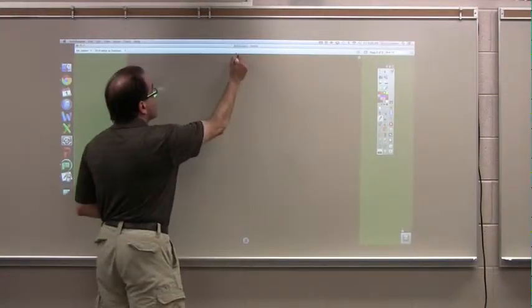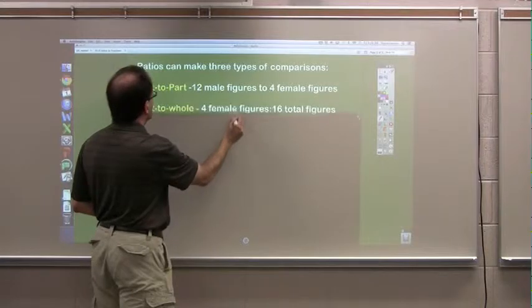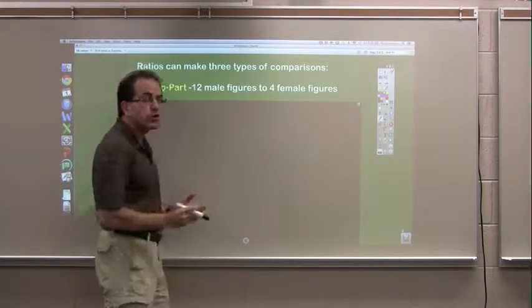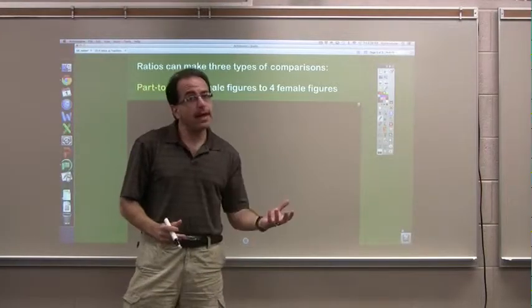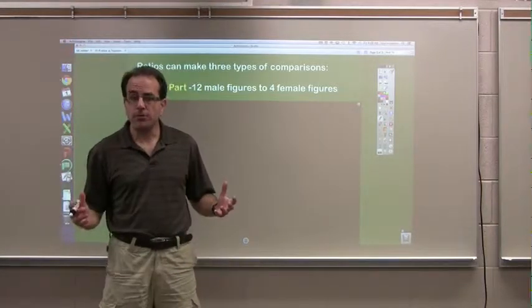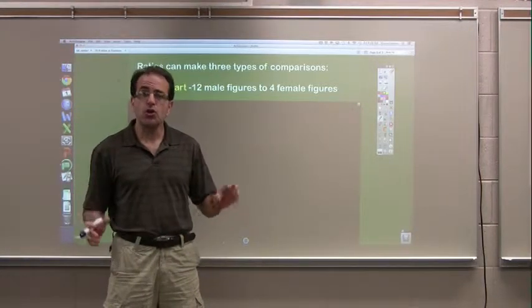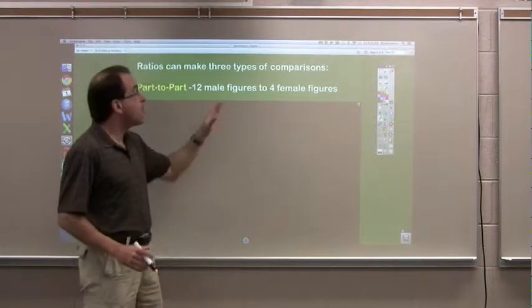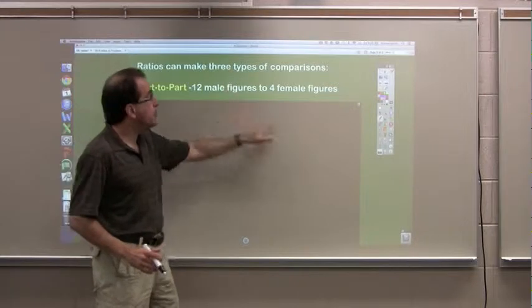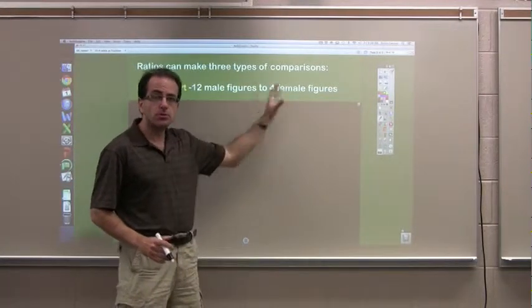So there are 3 types of ratios, okay? The first is a part-to-part. So if I'm talking about my action figures, one part would be the male, one part would be the female group of action figures. So you get the 12 male figures to 4 female figures. Part of the overall group, part of the overall group, part to part.